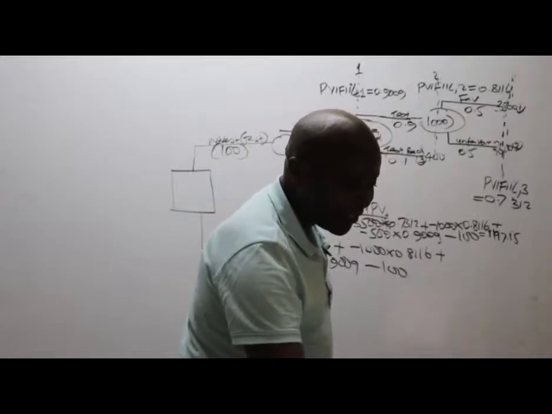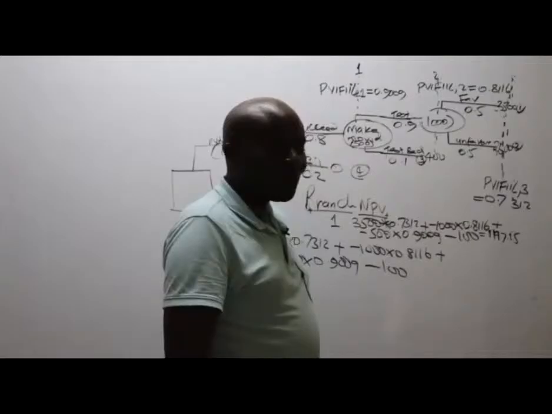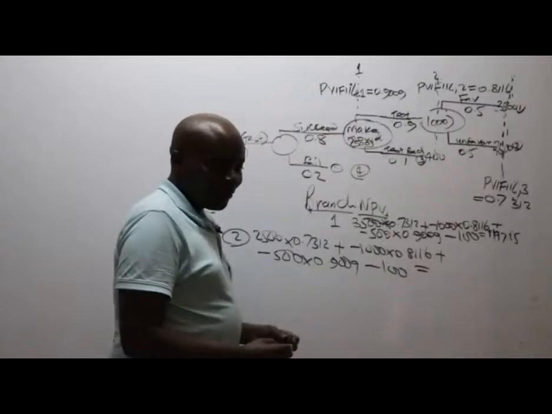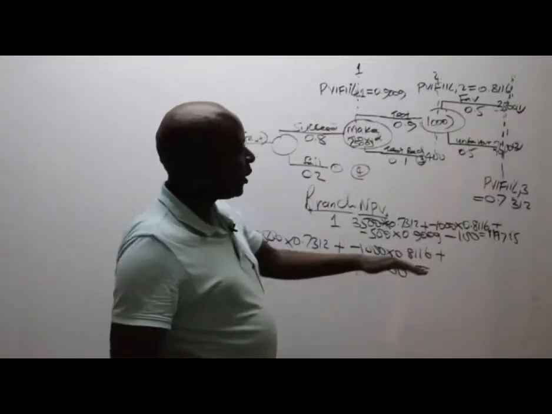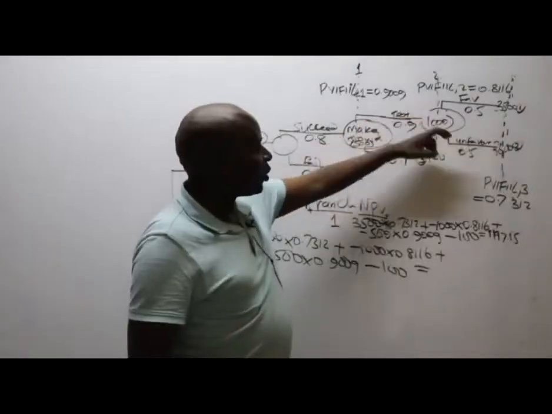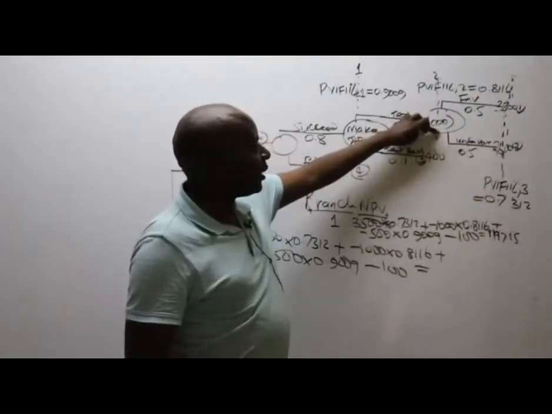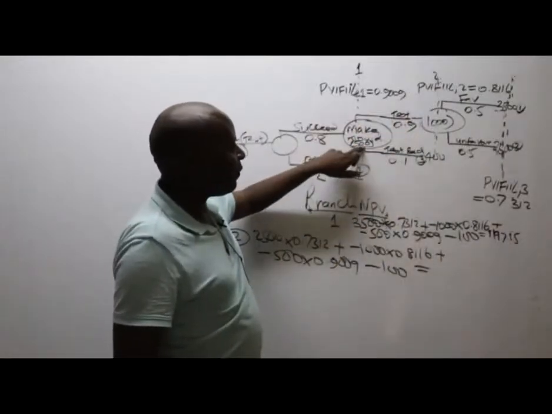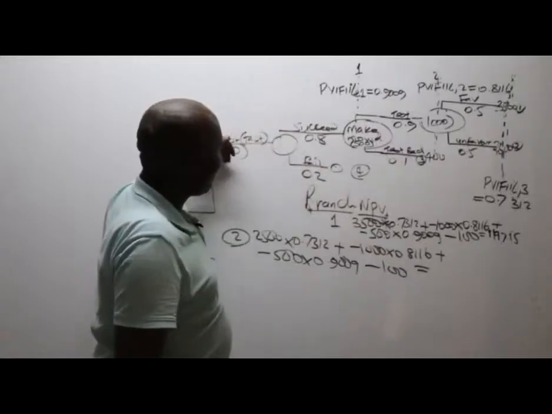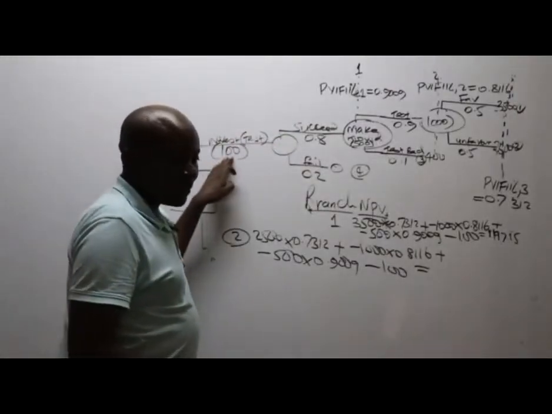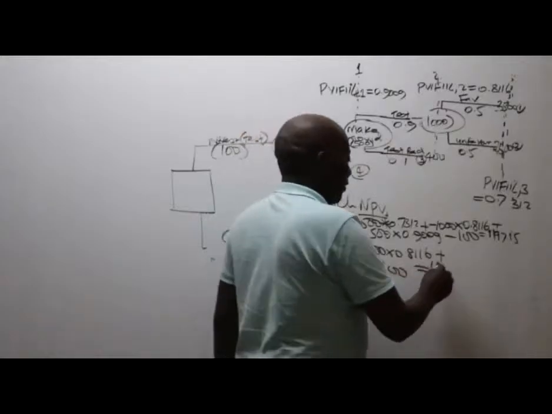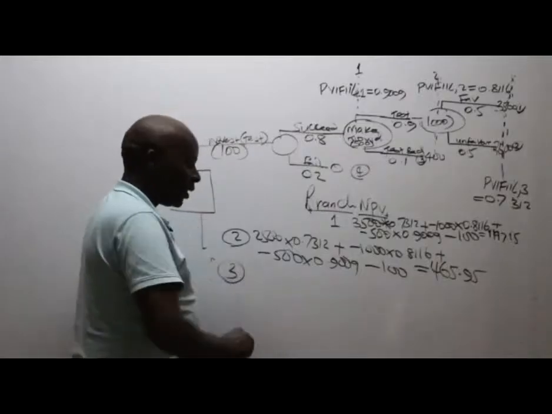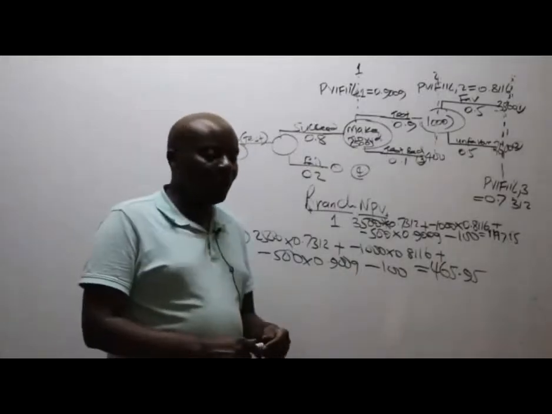So what are we getting here, somebody, for branch number 2? For branch number 2, the second tree, Nimrod, we are moving like this. So we have 2,500 times this plus minus 1,000 times the discounting factor plus minus 500 times the discounting factor plus, it's a road, minus 100. 465.95. Could you kindly now go to branch number 3 and give us a figure?